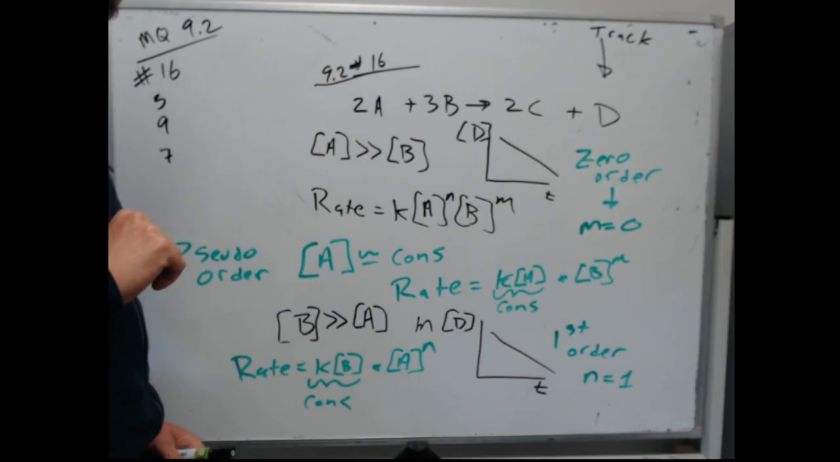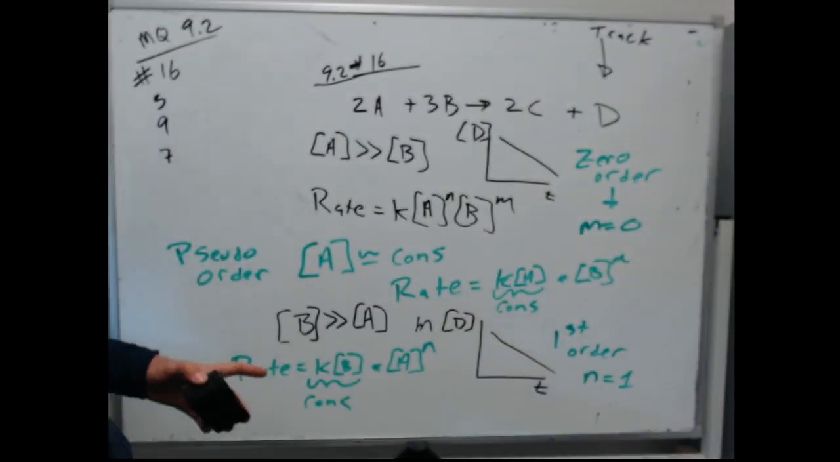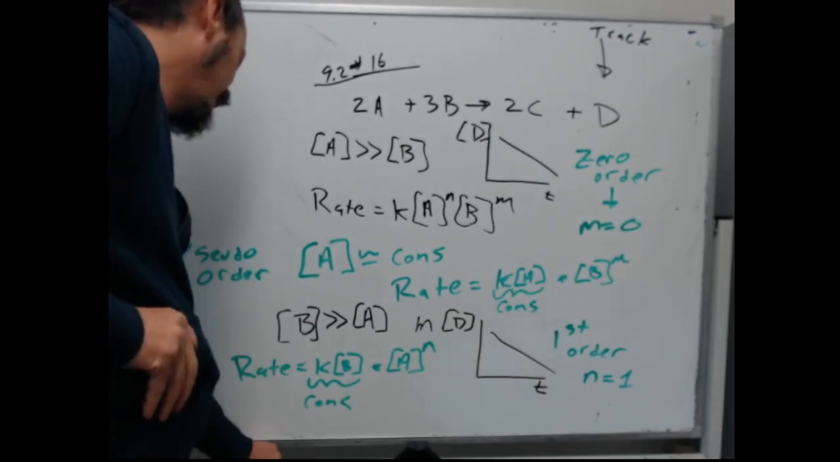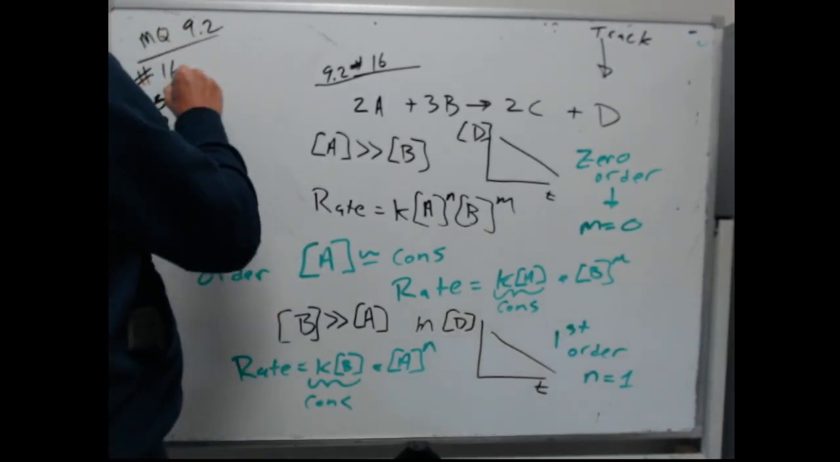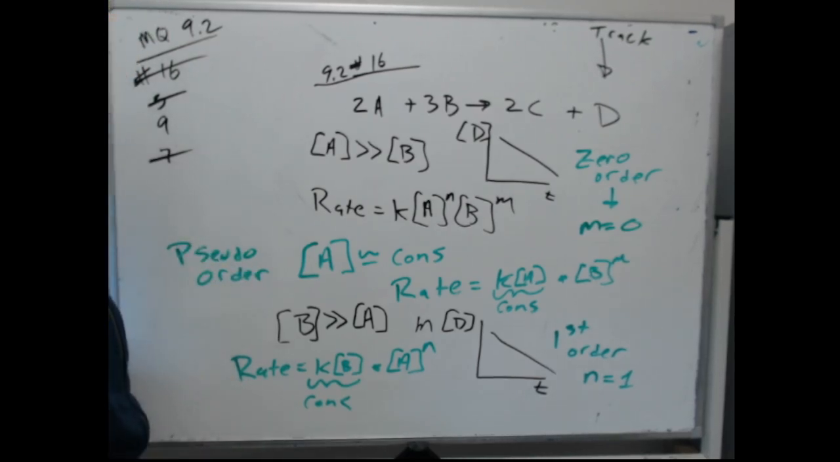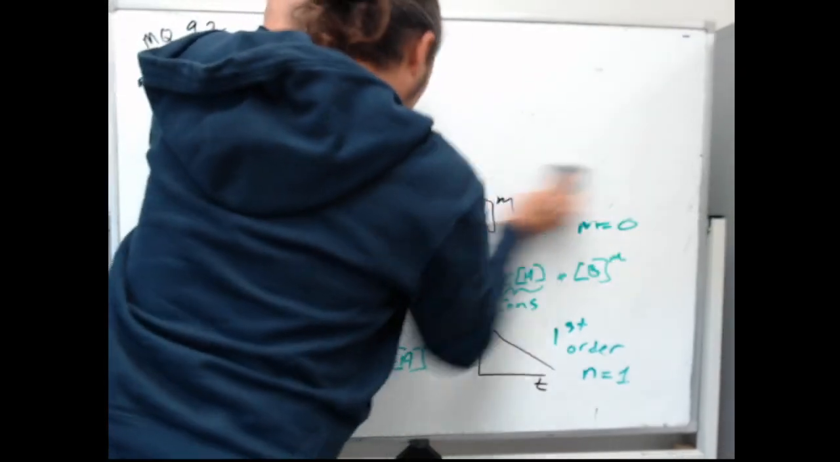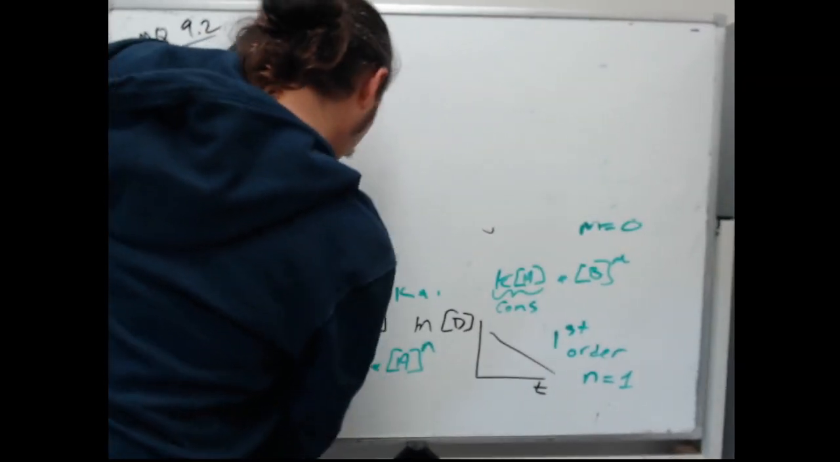Number 7? Yeah, I think number 9. Number 9, oh yeah. This is what I get for not crossing things out as I go. We did 3, we've done 16, we've done 7. Number 9. This one is the reaction A goes to products.